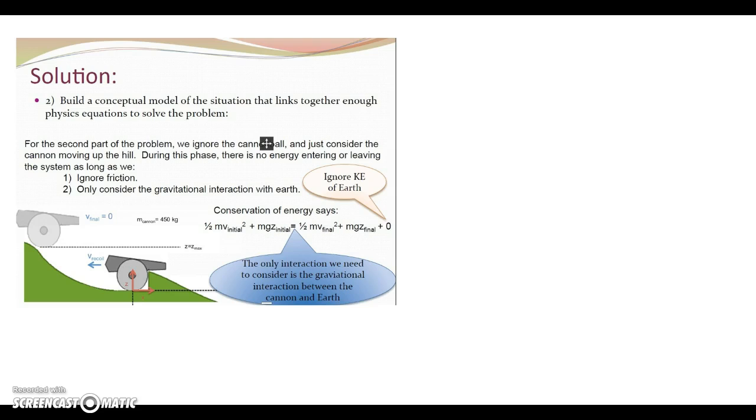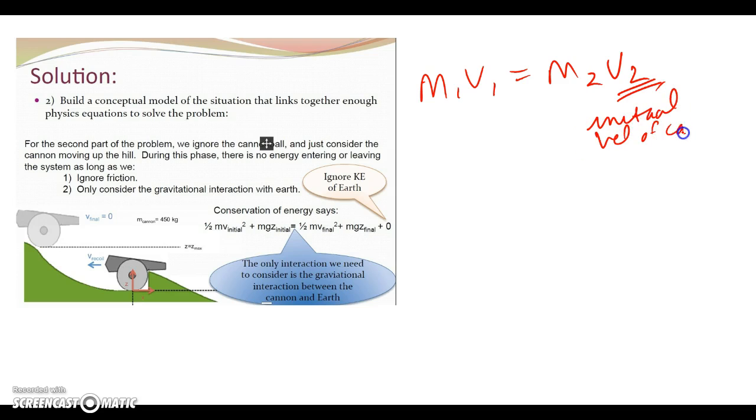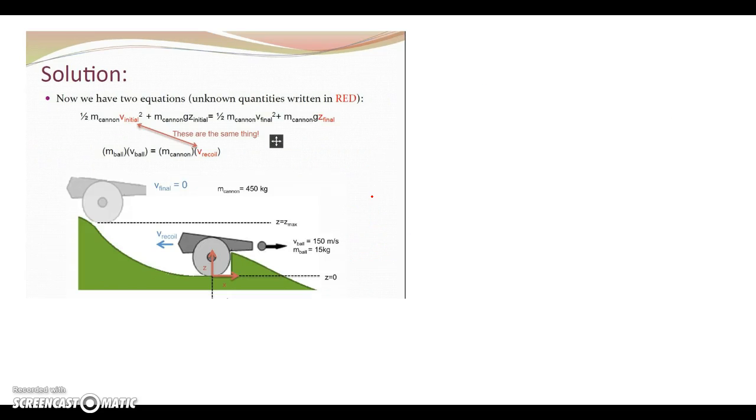So conservation of momentum is the first, conservation of energy is the second. I said momentum was m1v1 equals m2v2, and really v2 in this case is the initial velocity of the cannon. So we're going to use conservation of momentum to start and conservation of energy second. So what we end up with are two equations.